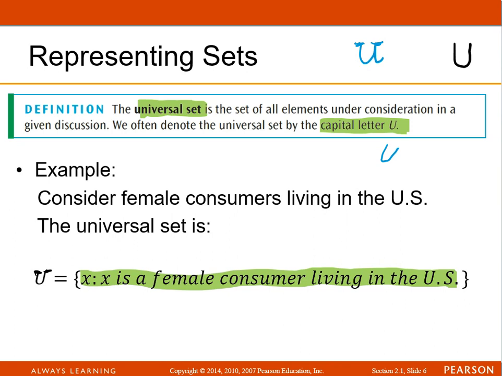And you have to be, it says, living in the U.S. I guess they're not going to consider dead people. And you have to be a consumer, which means you're a shopper. We consume things. All right. So that's just an example of a universal set, and you have to follow all those guidelines. So if you wanted to include males, you would take the word female out and just say, is a consumer living in the U.S. So it's very specific sometimes, but you'll see.